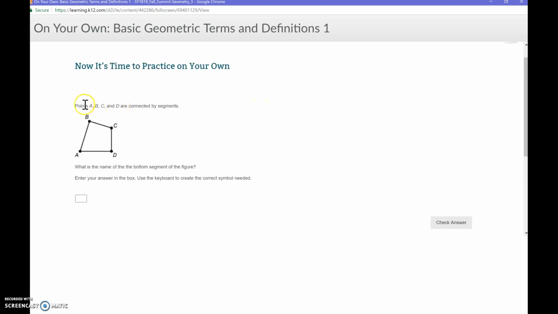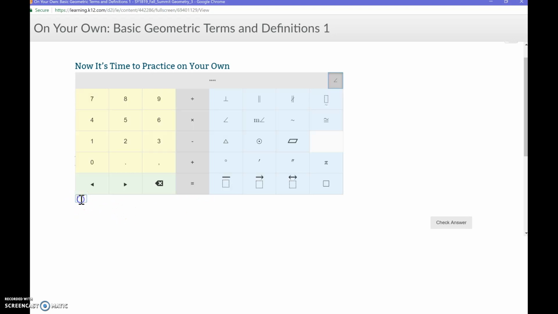All right. Points A, B, C, and D are connected by segments. What is the name of the bottom segment of the figure? Enter the answer in the box. Use the keyboard to create the correct symbol needed. So when you put your mouse in here, it's going to give you this keyboard. Okay, so we're looking for a line segment. A line goes on and on forever in both directions. A ray goes on in one direction. We need a line segment, which is a line that ends on both ends. So we're going to use this key.